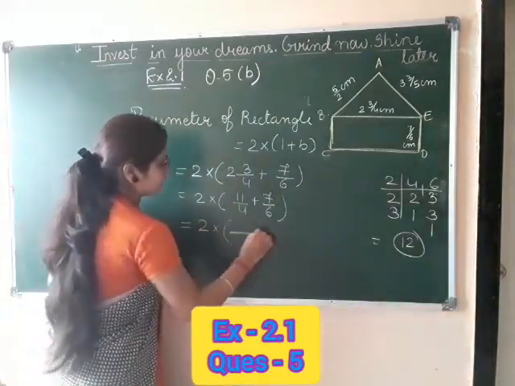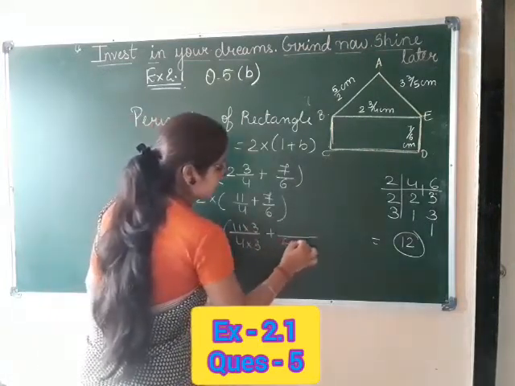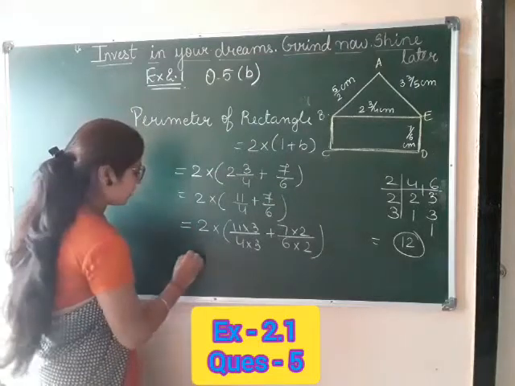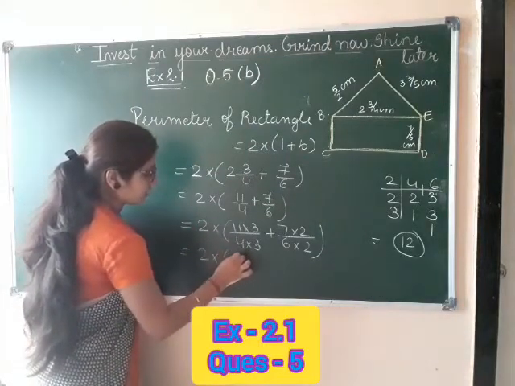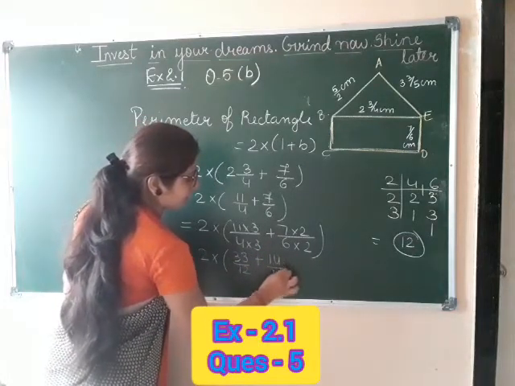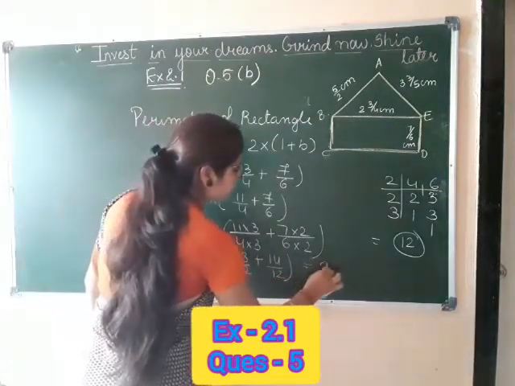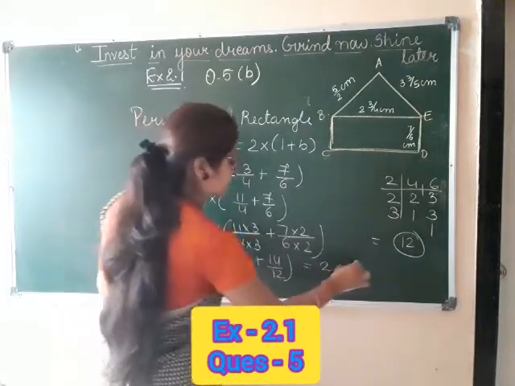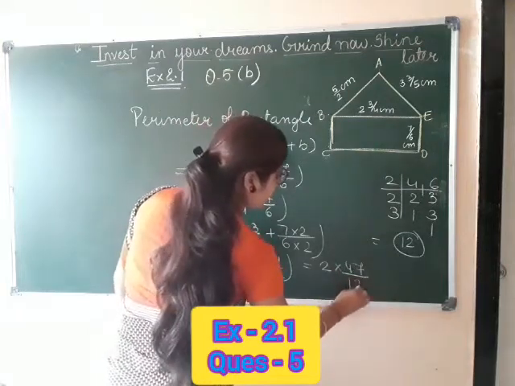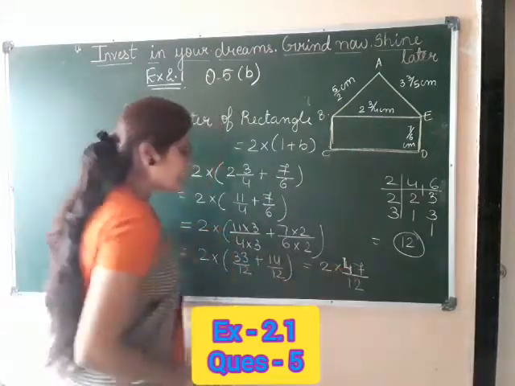Here we have to take 12. 2 into (11 into 3 plus 7 into 2), so 2 into (33 upon 12 plus 14 upon 12). Now add these both: 33 plus 14, we got 47 upon 12.